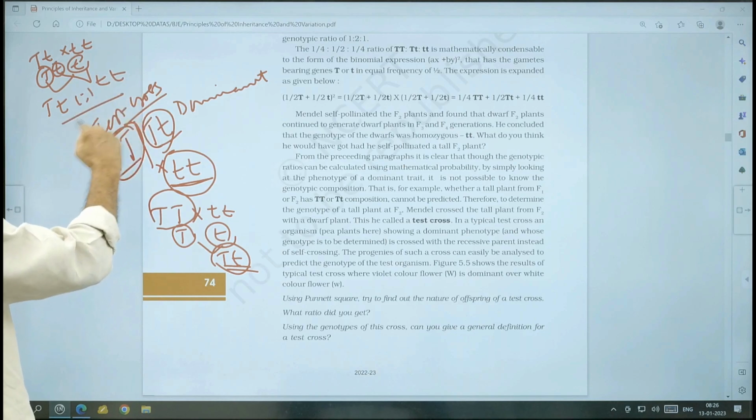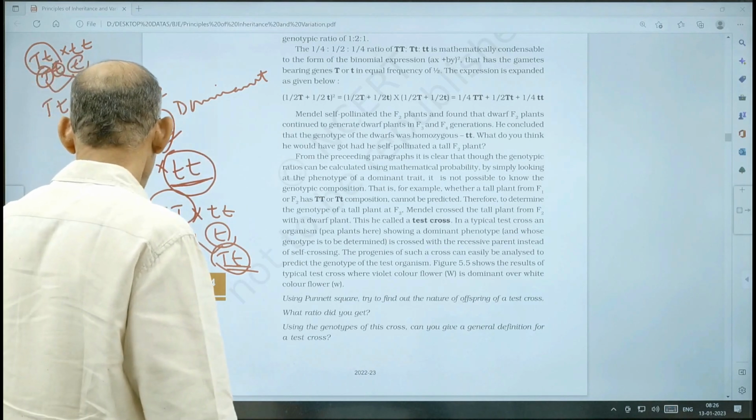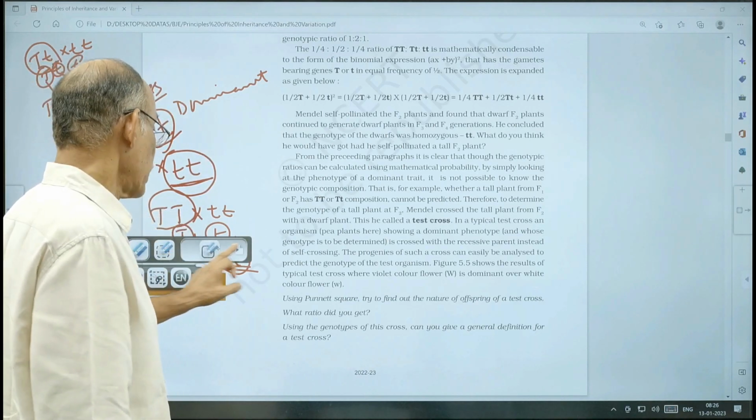in a 1:1 ratio, we get both dominant and recessive characters. This is known as heterozygous condition. And after a test cross, if we get the progeny 1:1 with dominant and recessive character, then the test cross parent is in heterozygous condition. So that is with regard to this test cross.